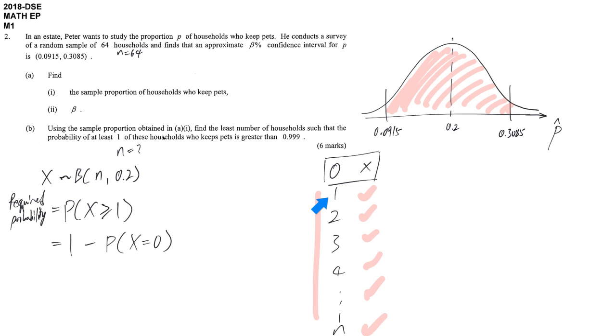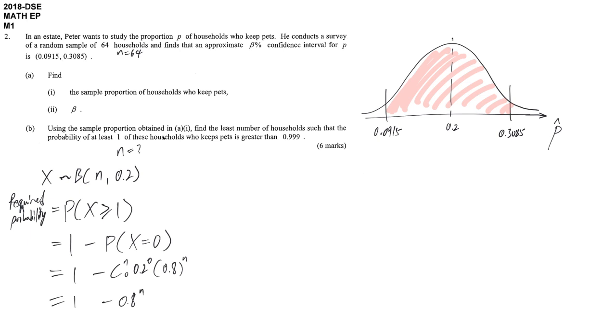Be careful whether you should reject one or not. Think carefully. So continue. Within n times, all fail. So this is among n, we get 0 successful times, 0.2 power 0. And then the fail time is power of n. That means 1 minus 0.8 power of n. They say that the given condition is the required probability greater than this amount. So 1 minus 0.8 power of n is greater than 0.999.